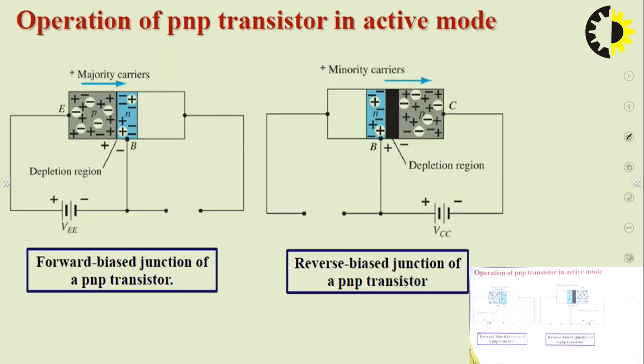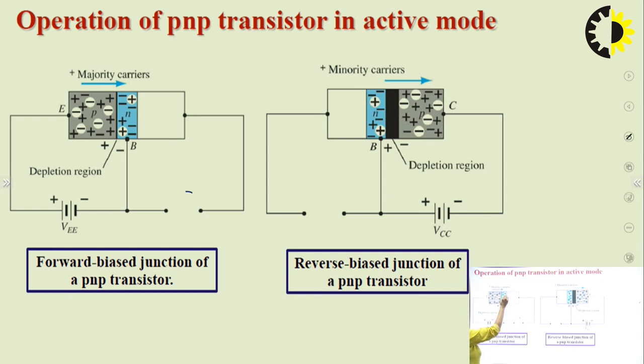Now coming to the operation of the transistor. Here we have selected the PNP type of transistor. Initially we are assuming that we have not connected any supply to the collector to base terminal, and we are only forward biasing the emitter to base terminal. This is the depletion region, and the positive terminal of the battery will be pushing the holes towards the junction.